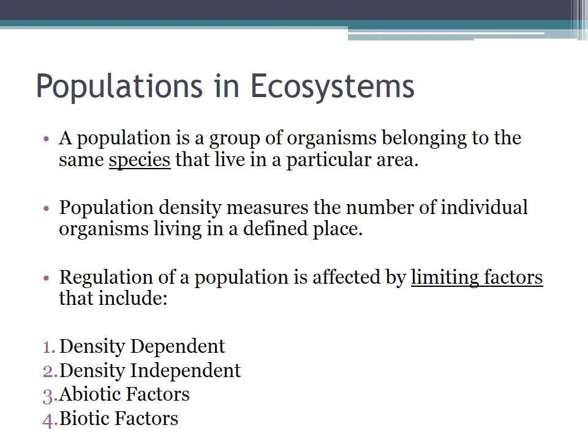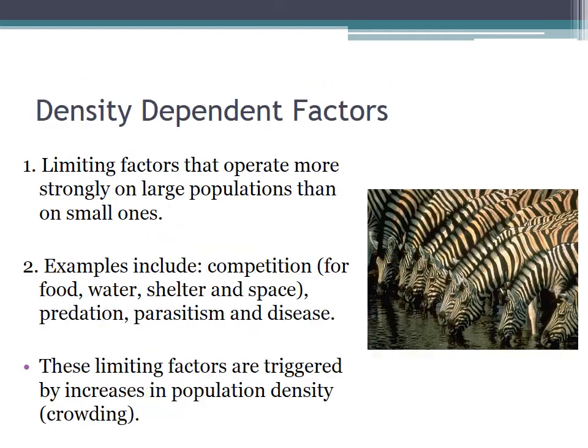And there are four different things we're going to go over: density-dependent factors, density-independent factors, abiotic factors, and biotic factors. Starting with the first, density-dependent factors. These are limiting factors that operate more strongly on large populations than on small ones. If you look at just the words density dependent, it means that we need a large number of organisms.